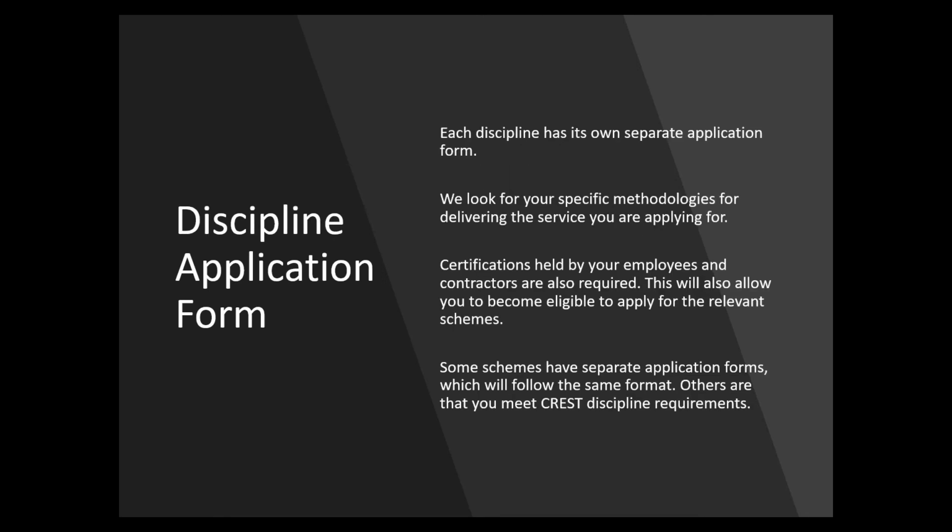So discipline application form. Each discipline, which are the ones we went through earlier, have their own separate application forms. So within these, we look for specific methodologies for delivering the service you're applying for. We also ask to look for any certifications held by your employees and contractors. And again, please detail as many as possible, because this may change your eligibility to apply for other relevant schemes. You'll also be listed on the website. So once approved, any certifications you list will also be listed as part of your entry. So if you miss anything off and need to re-add that, you just need to contact us.